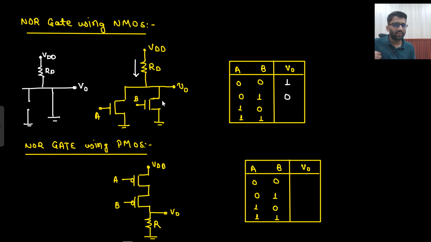And if A is 1 and B is 0, that means A will be shorted. If A is shorted, so 0 is going here. And if both are 1, that means both are shorted. So this is also delivering 0, this is also delivering 0. So 0 will be coming here. So what you are getting, which kind of gate is that?